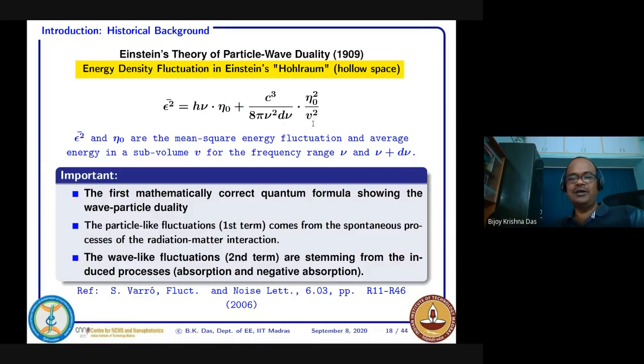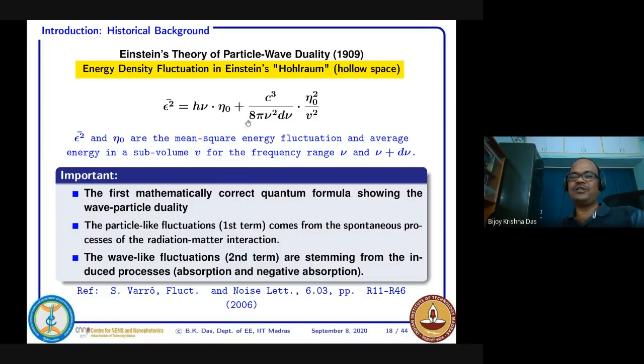So now all the scientists are saying probably this is the first mathematically correct quantum formula showing wave-particle duality. For any electromagnetic radiation, when you try to understand the energy fluctuations, this fluctuation starts in 1909 with Einstein's derivation. Entire quantum mechanics, quantum technology, you will see actually relies on this fluctuation, that uncertainty, and all these things actually originated from here.